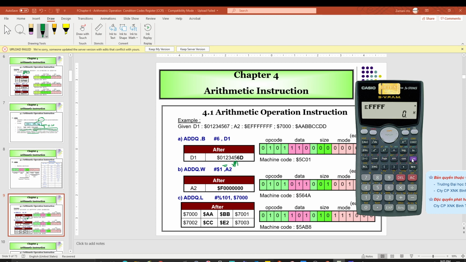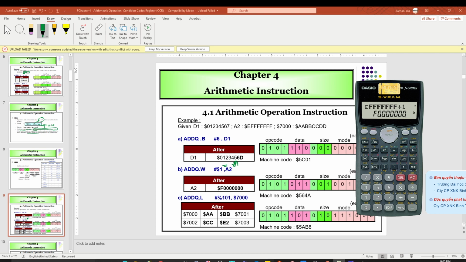F F F F F F 1 2 3 4 5 6 7 8. Another F, and then you have to plus 1. The answer is going to be F0000. It's the same answer that I can get from my calculator. Same, go to the last one.